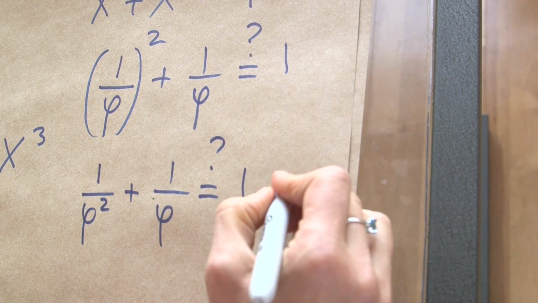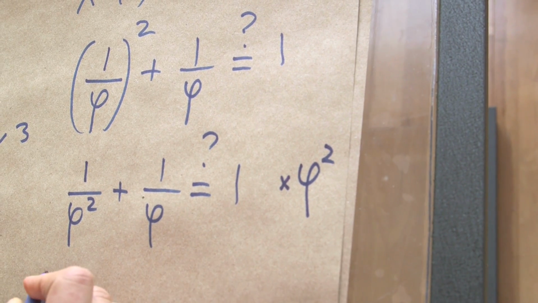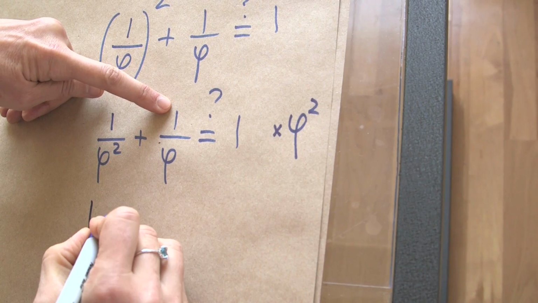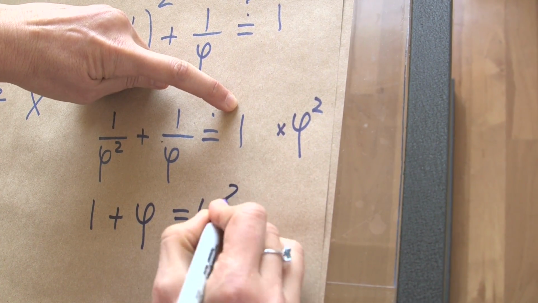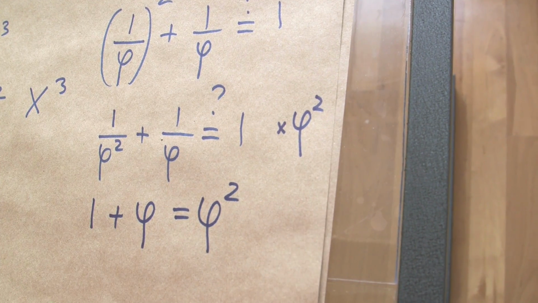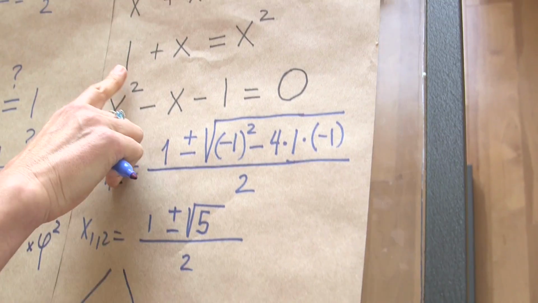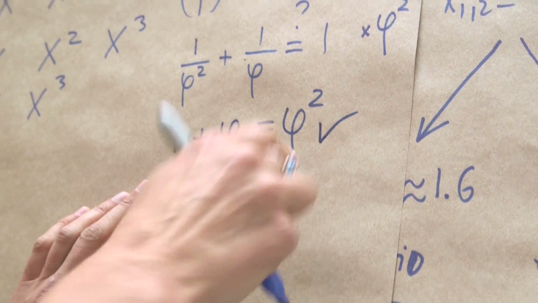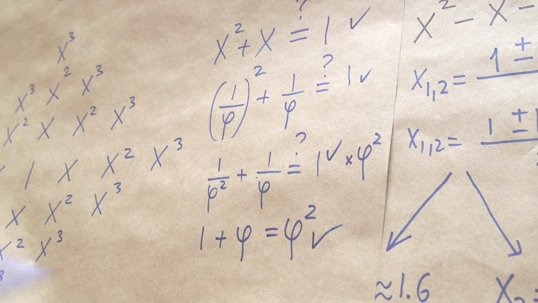Let's clear the denominators, multiply everything by phi squared. So what do we get? Here I will get 1. Here I will be having only 1 phi, and on the other side, phi squared. But that's exactly our equation from before. 1 plus the golden ratio is the golden ratio squared. So actually this is correct, and then everything before that is correct. All right, so let us start summarizing.